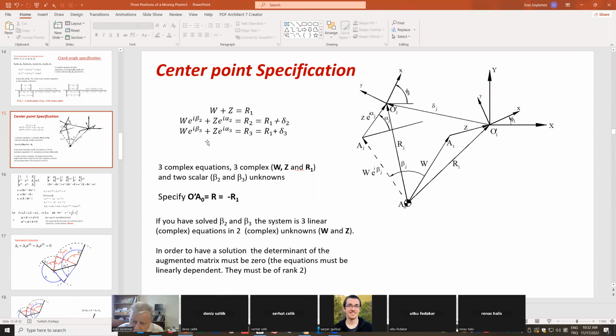If you have 2 linear equations in 2 unknowns, and the determinant of the coefficient matrix is not equal to 0, you have a unique solution. So we do not have infinitely many solutions in this case.